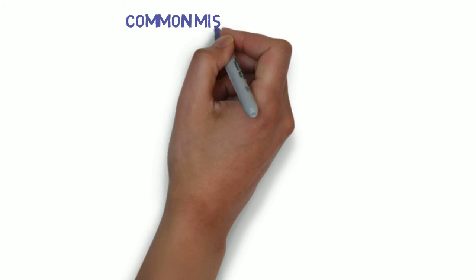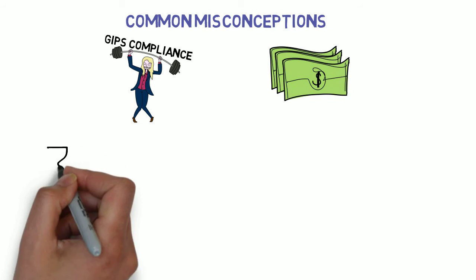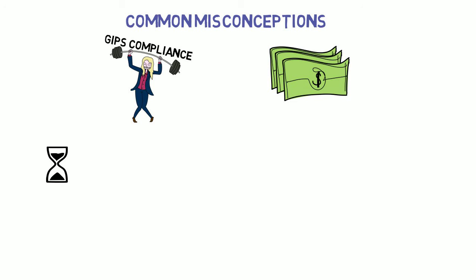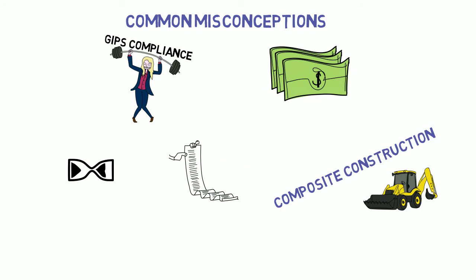Next, we're going to talk about a couple of common misconceptions about GIPS that discourage investment managers from complying. The first is that GIPS compliance is burdensome and expensive. It is true that the initial process of becoming compliant can be time-consuming. However, if sufficient time is put in at the start of the process to create detailed GIPS policies or procedures and to construct composites that consistently follow these policies, the ongoing maintenance of your GIPS compliance should be very manageable.